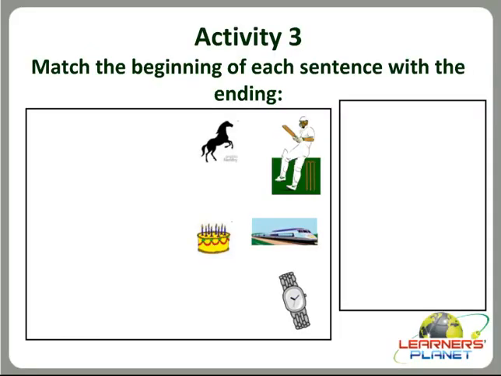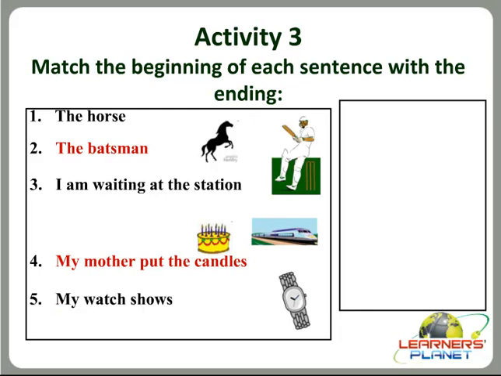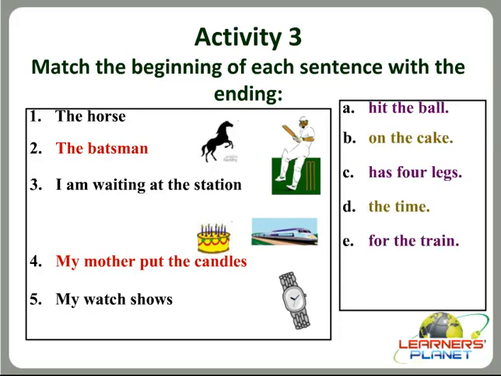Match the beginning of each sentence with the ending. In one box we are given the beginning: the horse, the batsman, I'm waiting at the station, my mother put the candles, my watch shows. In the next box, the second box, we are given the ending of the sentence: hit the ball, on the cake, has 4 legs, the time, for the train.